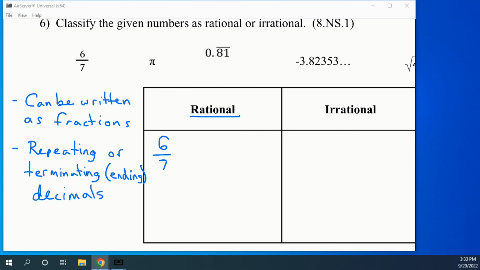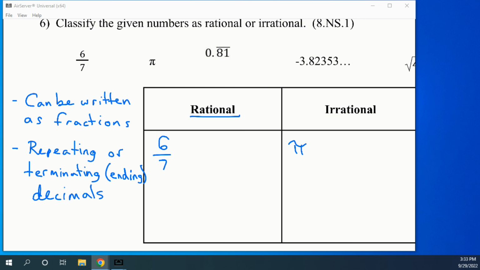Pi. If you plug pi into your calculator, or just know, we should kind of know what pi is already. We'll work with it a little bit later this year, but pi, we use 3.14, but the symbol pi itself is a non-repeating and non-ending decimal. So pi is actually irrational. It's a terrible pi sign, but that's okay.